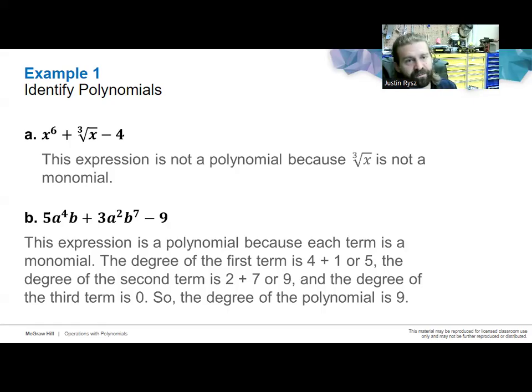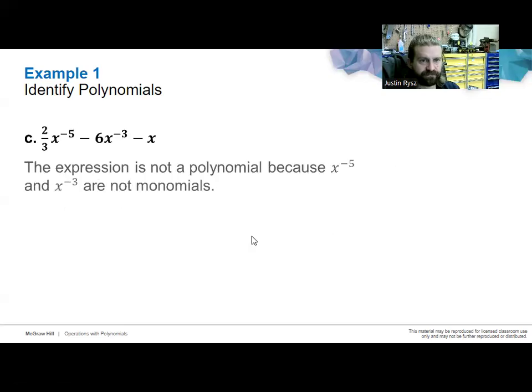All right, this one is not a polynomial because we have this cube root. Okay, this one is a polynomial here, because we have separate terms. Now, the degree of the first one is a degree 5 because we have 4 and 1 together that makes 5. This one is degree 9, so that's 2 and 7. So the whole polynomial is degree 9.